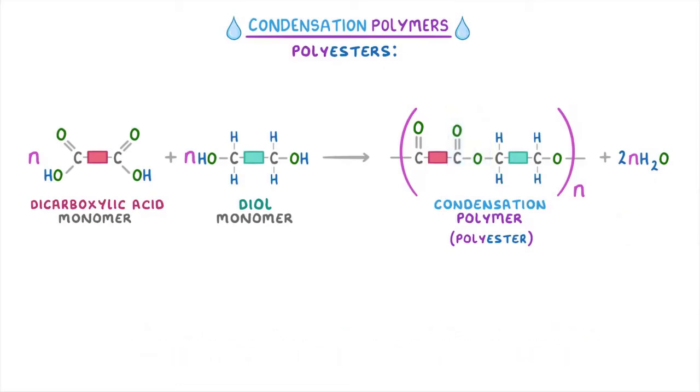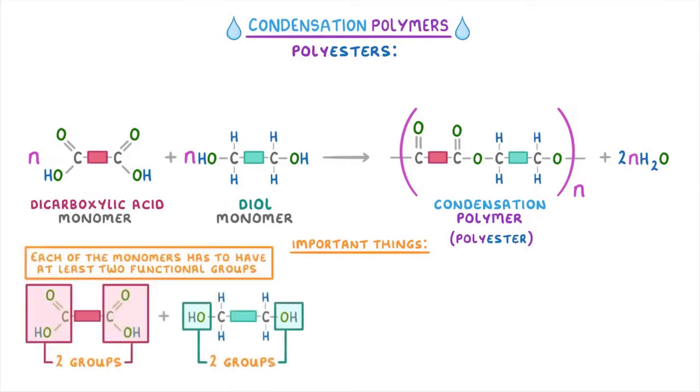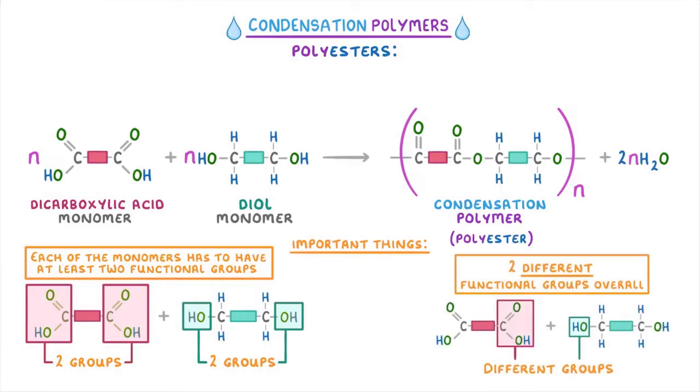In order for molecules to be able to combine in condensation polymers, there's a few important things that they need to have. One is that each of the monomers has to have at least 2 functional groups. For example, our dicarboxylic acid has 2 carboxyl groups, and our diol has 2 alcohol groups. Second, there needs to be at least 2 different functional groups overall. So here we have the carboxyl and the alcohol group. And finally, a small molecule is given off in the process, which is generally water.